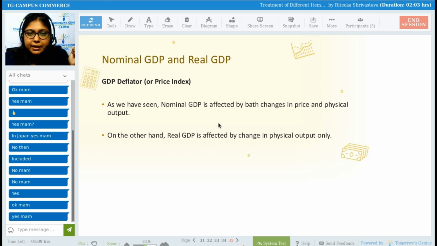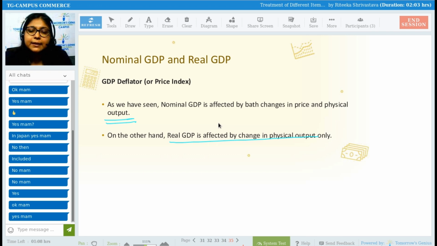Now the next thing which comes is GDP deflator, or price index. Price index is also known as GDP deflator. As we have seen, nominal GDP is affected by both change in price and physical output. When we calculate national income by current price, we get to know the change in price as well as the physical output. In 2011-12, the output of good A might be 10. In 2022-23, the output of the same good might be 20 or might be 5. So that also we get to know. On the other hand, real GDP is affected by change in physical output only.